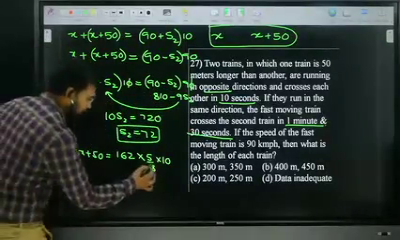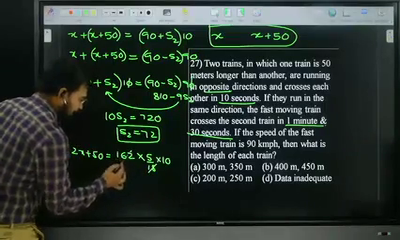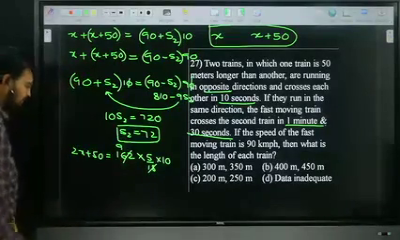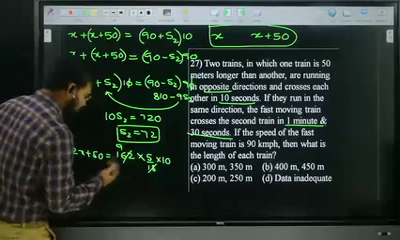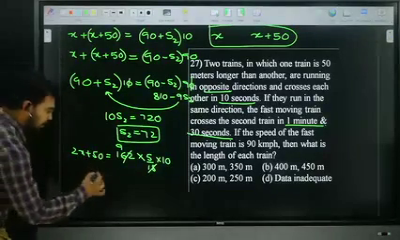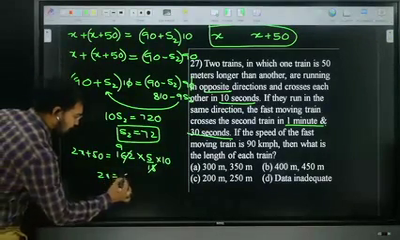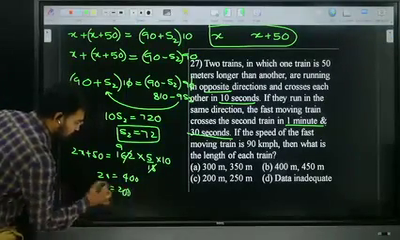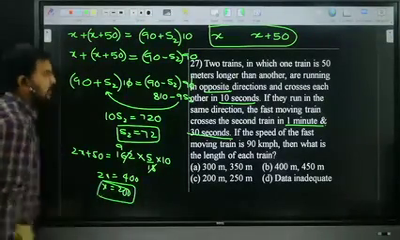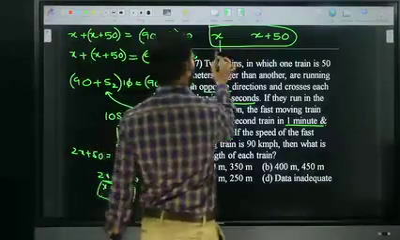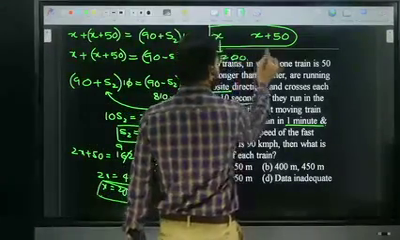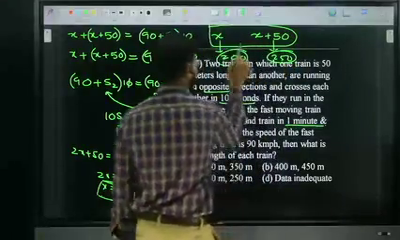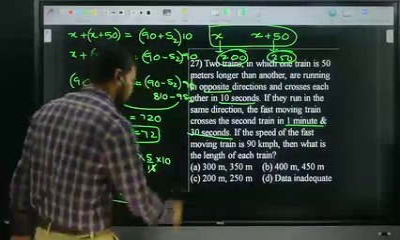So 18 ones are 18, 18 nines are 9, 5 nines are 45, 45 tens are 450. 2x plus 50 is equal to 450. 2x is equal to 400. Therefore, x is equal to what? x is equal to 200. If x is equal to 200, x plus 50 is what? 250. Therefore, your answers are 200, 250.